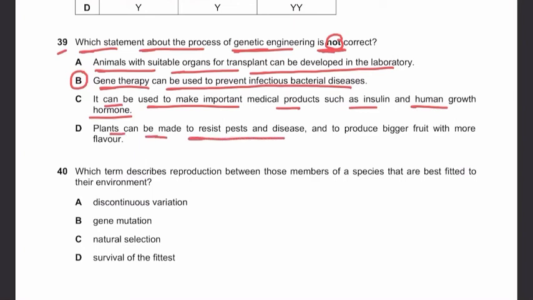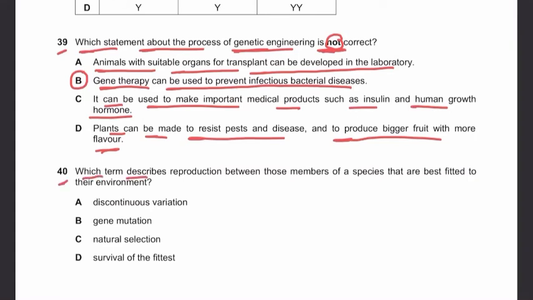Plants can be made to resist pests and diseases. Yes, guys, we can insert a gene into a plant that makes the plant resistant to insects or diseases. When the insect bites the plant, the insect will die because the plant contains a gene that produces a toxin which is toxic to the insects. We can also insert genes into plants to produce bigger fruits with more flavor. So all the applications are of genetic engineering except treating bacterial infections by gene therapy. This is not possible.